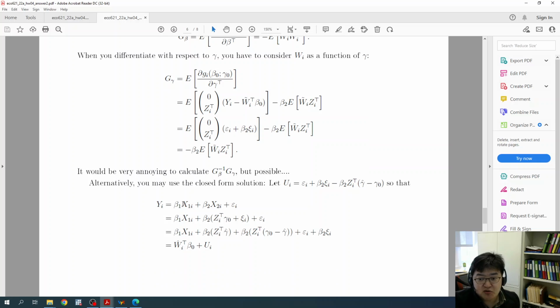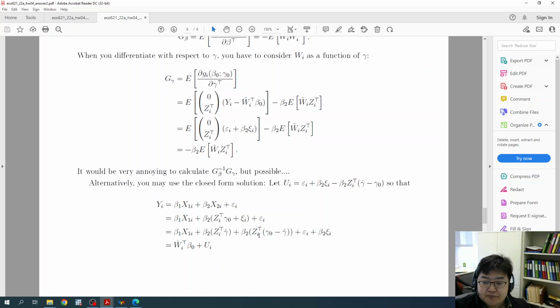And then what we can do here is write y, and this is what we did in the identification chapter. We did it this way. But actually, in practice, we do not observe gamma 0. So you have to replace it with gamma hat and add and subtract this additional term. Because of this additional term, we have this additional error term, right?